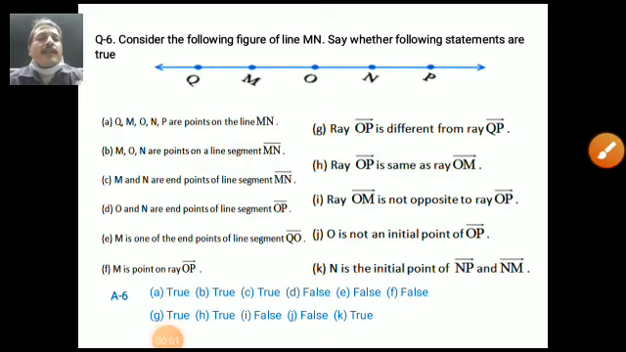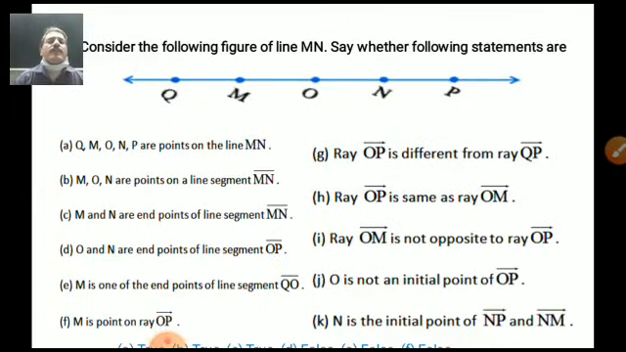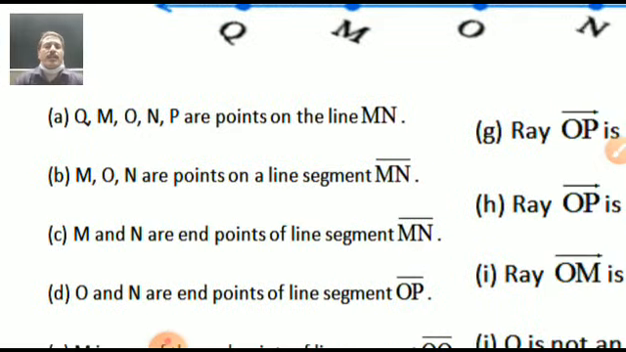Hello student. Here is the question number 6. Consider the following figure of the line MN. Say whether following statements are true or false. Question is here. One line is drawn on the line, points Q, M, O, and P are lying. Question number A.